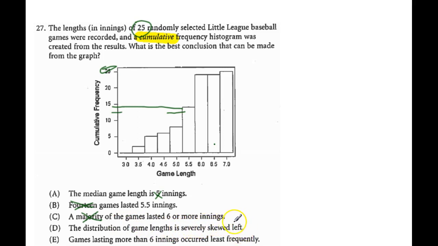Well, this isn't really a histogram like we think of a histogram. It's a cumulative frequency chart, so we're not going to call it skewed, really. Games lasting more than 6 innings occurs the least frequently. That certainly is true. There's very little change here. 24 of the games were 6 innings or less, 25 of the games were 7 innings or less. Only one game was between 6 and 7 innings. So that's definitely the answer there, I would say.